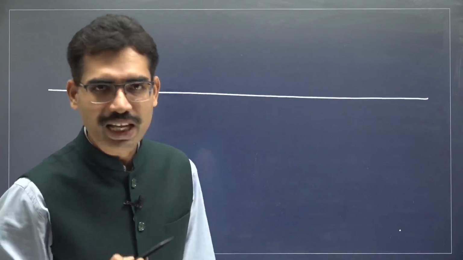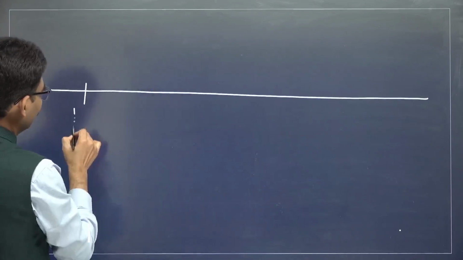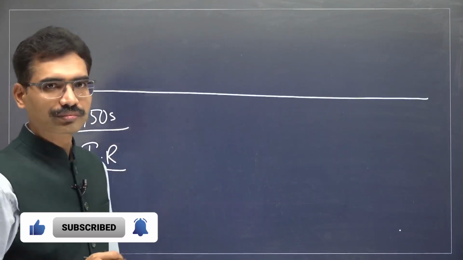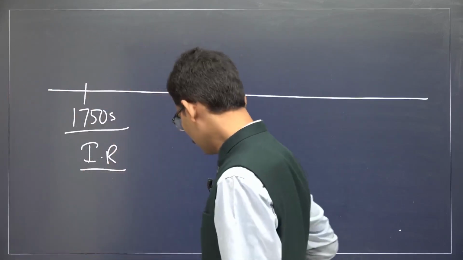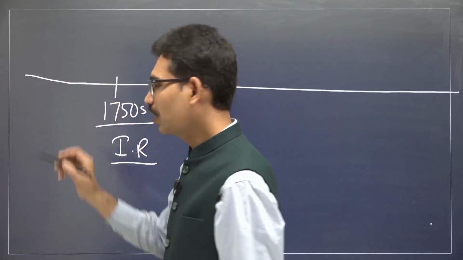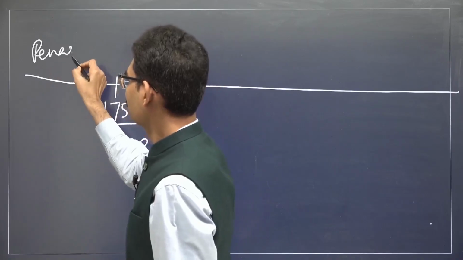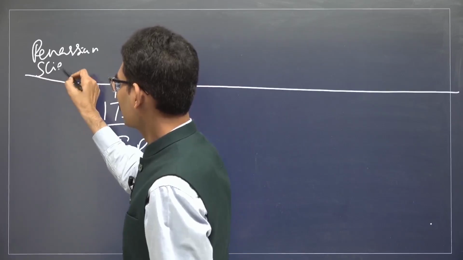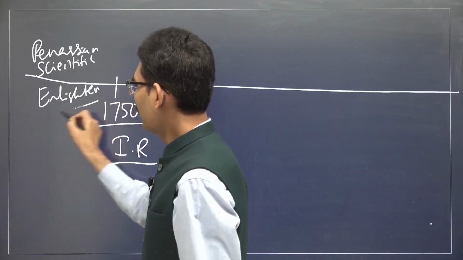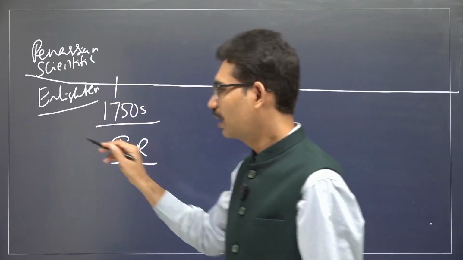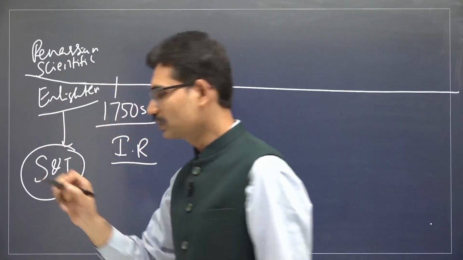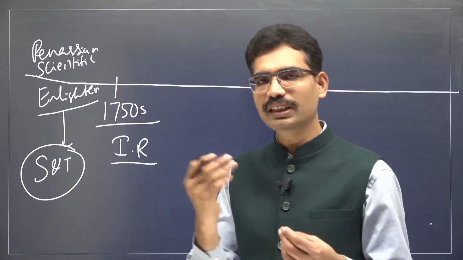When it comes to Anglicists, here in 1750, Industrial Revolution started. Remember this? In 1750s, Industrial Revolution started. But before that, in Europe, Renaissance, scientific discoveries, Enlightenment, and when these phases were going on in England and in Europe, they are developing so many innovations improved in their society.